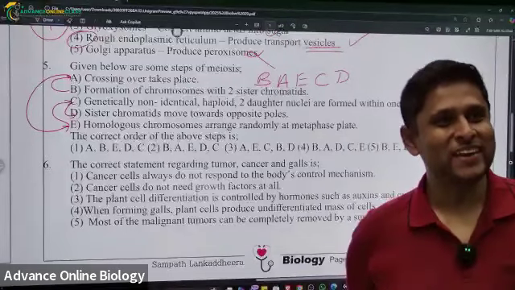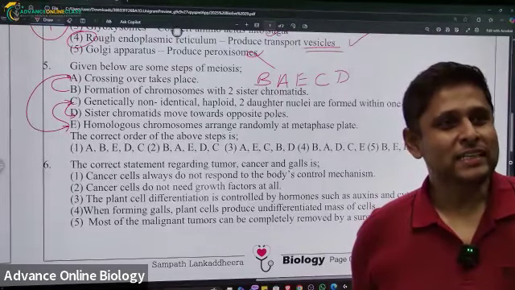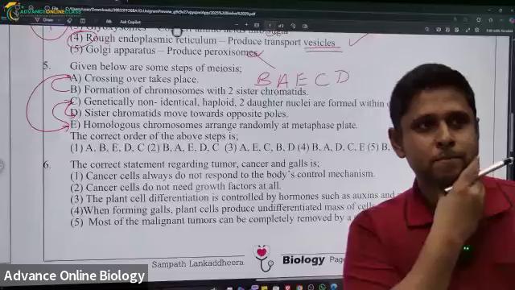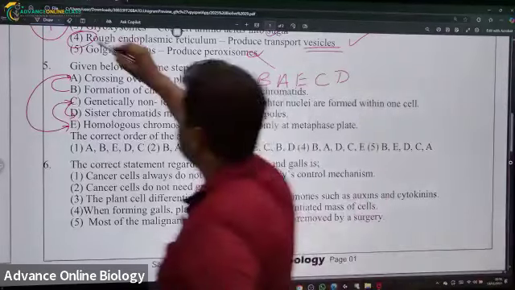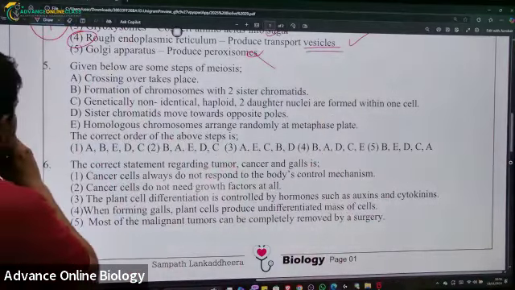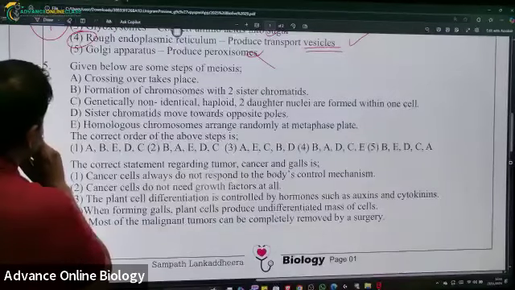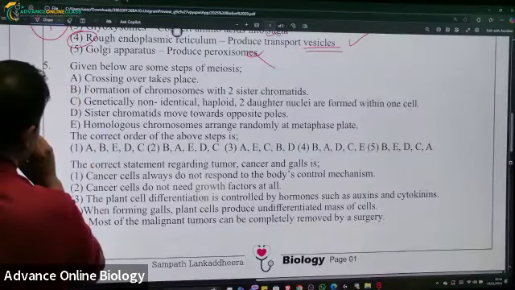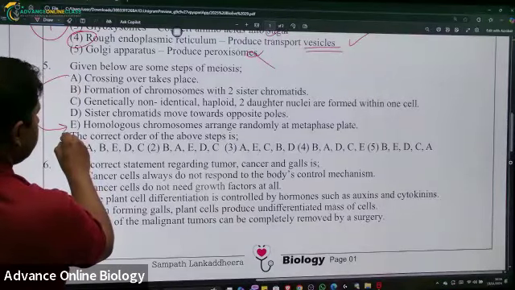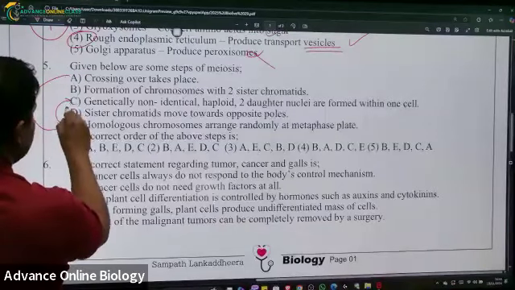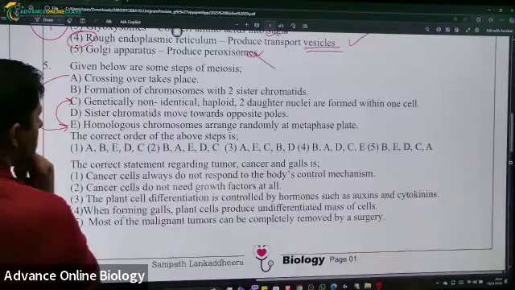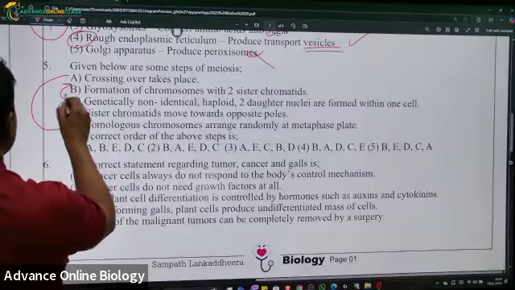Some people are highlighting and then showing it to me. Genetically non-identical, the rest of the part is okay then. B's position is an issue. Then shall we try, because we don't have this order. So how does it go? Crossing over, homologous chromosomes are arranged. Genetically non-identical haploid two daughter nuclei are formed within one cell. Then B, and then D.